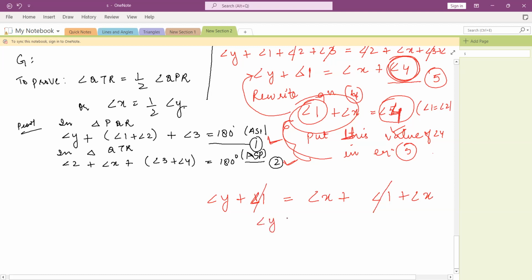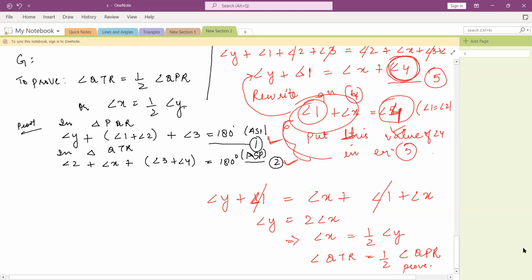Okay, fine. Now angle 1 will get cancelled out from both the sides. So angle y is equal to twice of angle x, or we can write angle x is equal to half of angle y. Can I write it like this? And now name the angle. Angle x is angle QTR and angle y is angle QPR. So this is what we were supposed to prove.